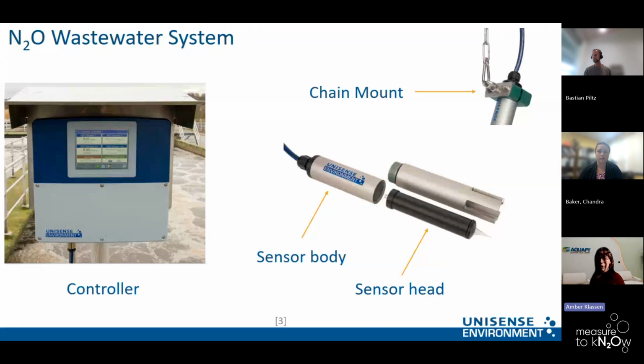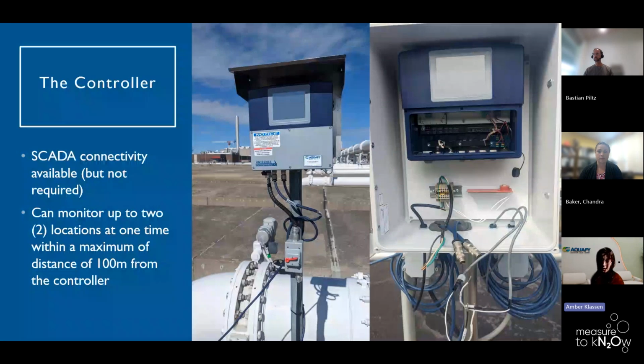Starting with the controller, this is an IP67 waterproof and dust-resistant cover that requires a 240-volt supply. You can connect up to 2 sensors at one time within a maximum distance of 100 meters from the controller. It can be connected to SCADA via a 4 to 20 milliamp signal, Modbus, or Profibus DP. And the data from the controller can be collected via PLC or SCADA and can be manually downloaded to a USB drive and uploaded to the Unisense software for data interpretation.